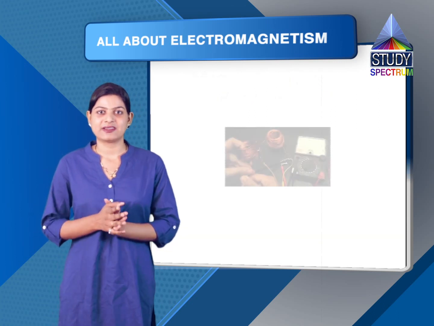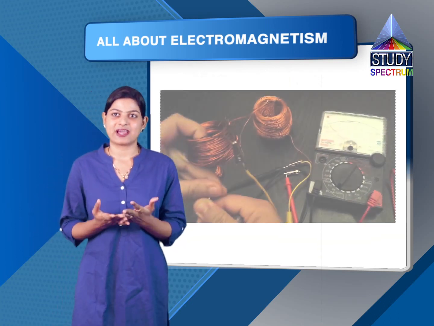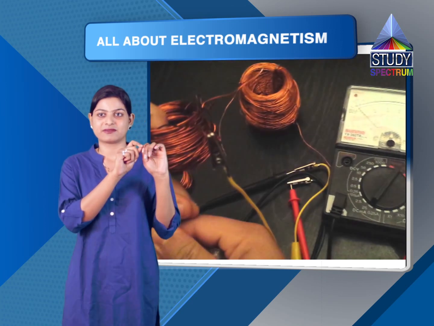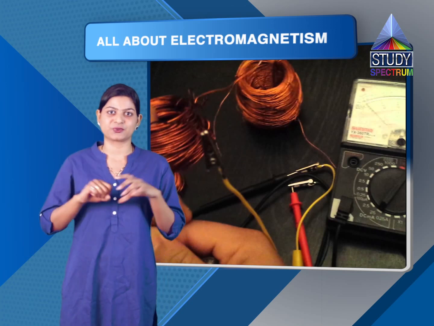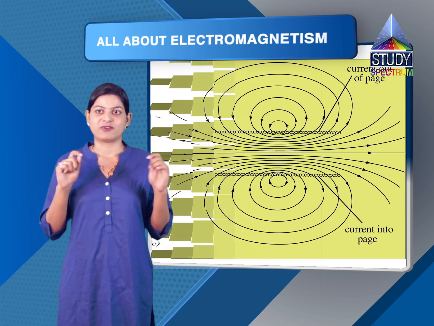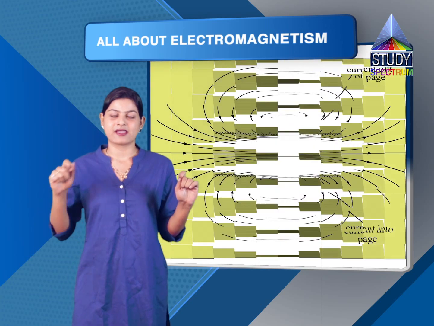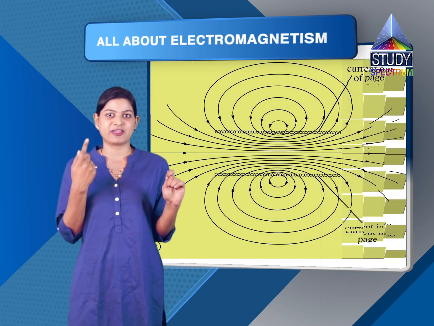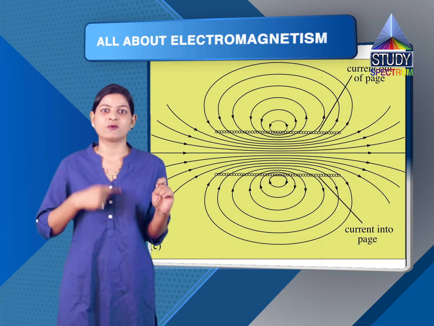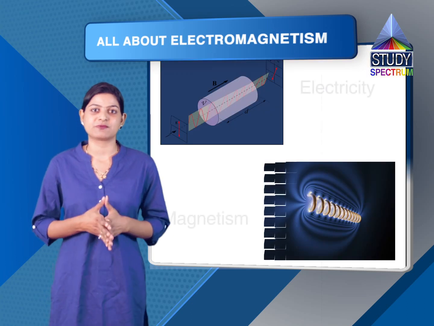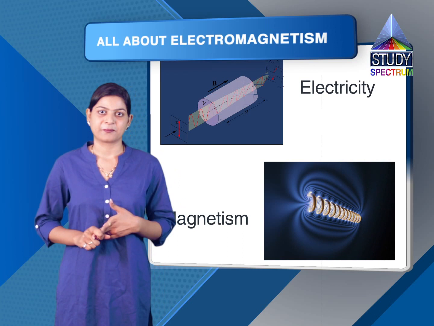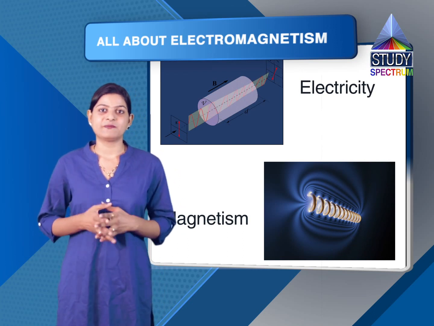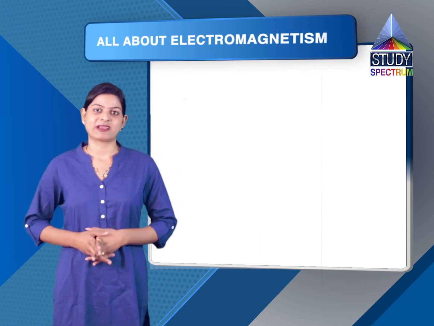We can imagine that if there is a wire which is conducting and electricity is passing through that wire, while electricity is passing, a magnetic field will be produced around that wire. This was the relation between electricity and magnetism given by Faraday. Later on, he termed this relation as electromagnetism.